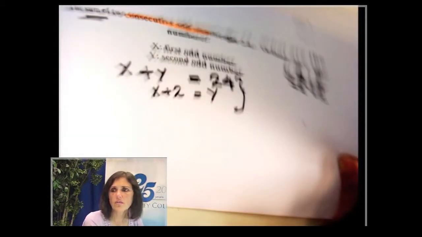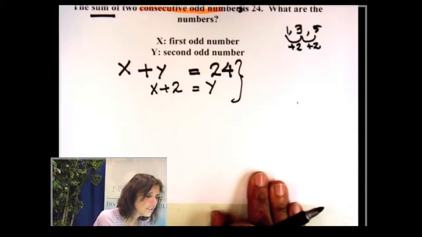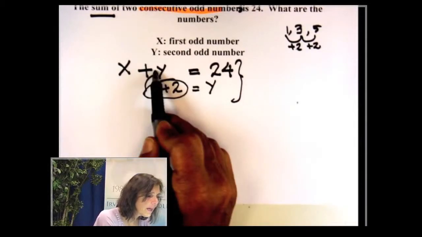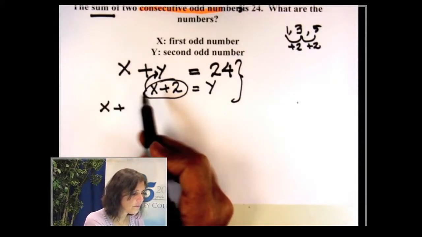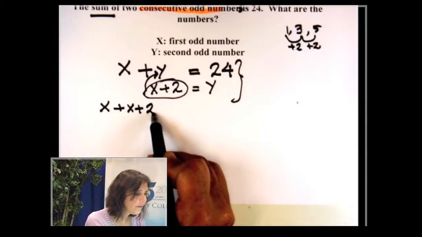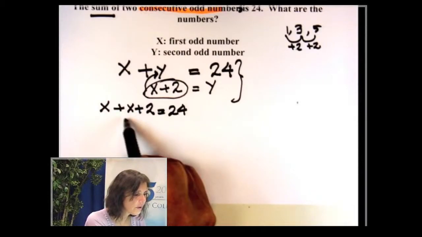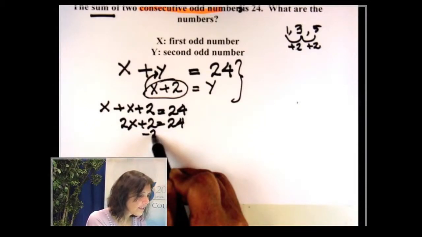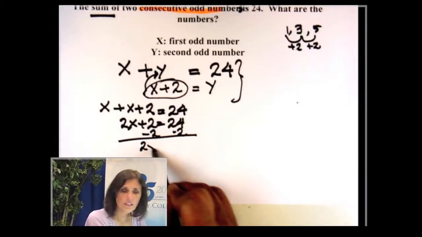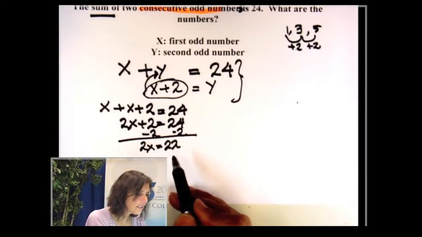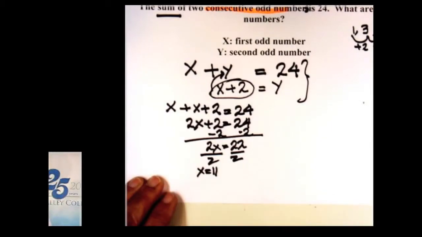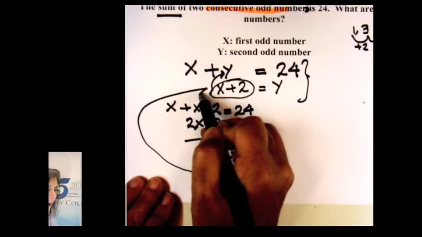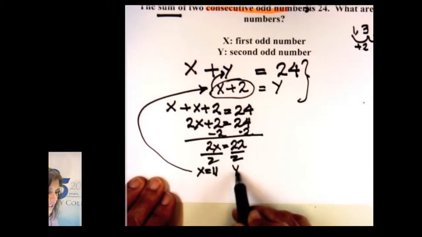So let's go and try to solve this. I'm going to use substitution. Instead of y, I'm going to put this in there. X plus X plus 2. That's going to be 24. Work it out. 2x plus 2, 24. Let's take 2 away. 2x equals 22. Let's divide both sides by 2. X equals 11. Very good. Now that x is 11, go back. What was y? 2 more than 11. Y is 13. So what's the answer?